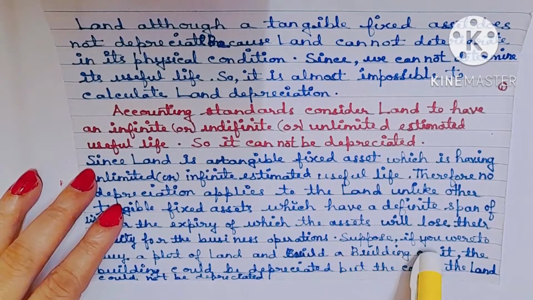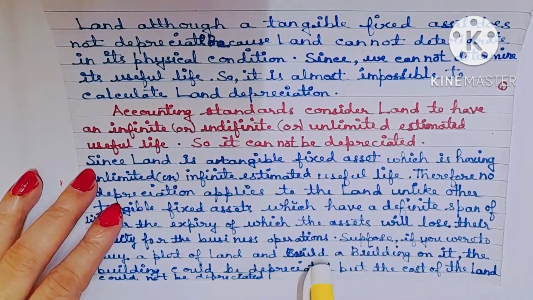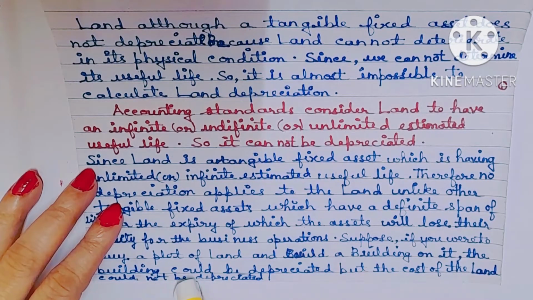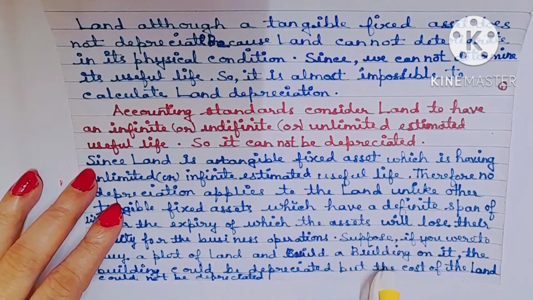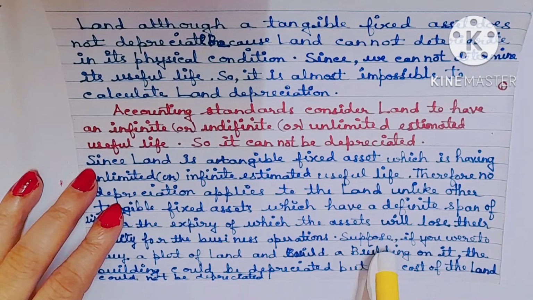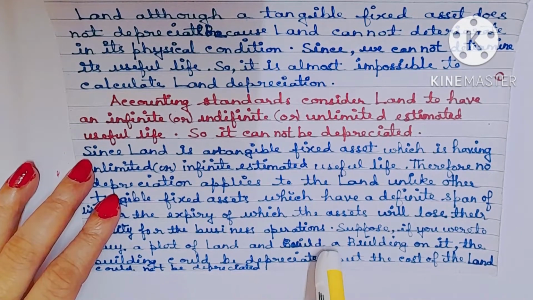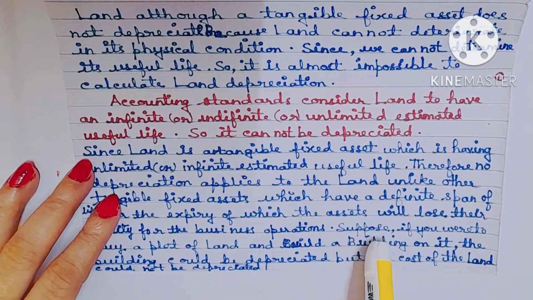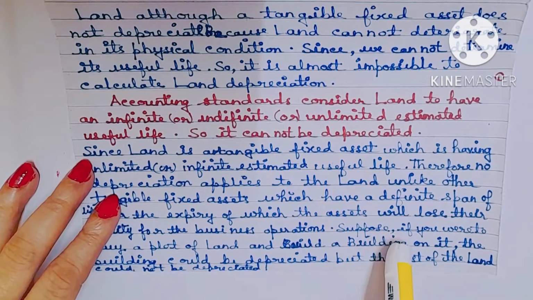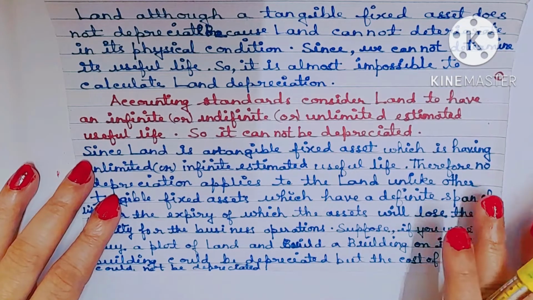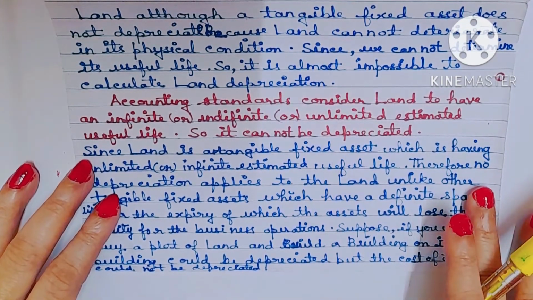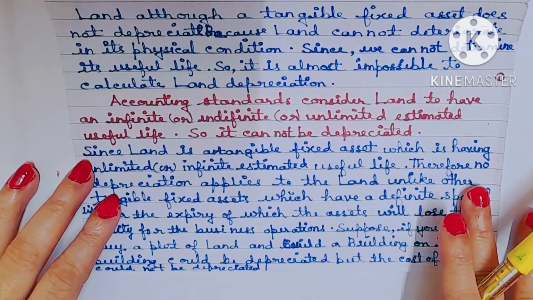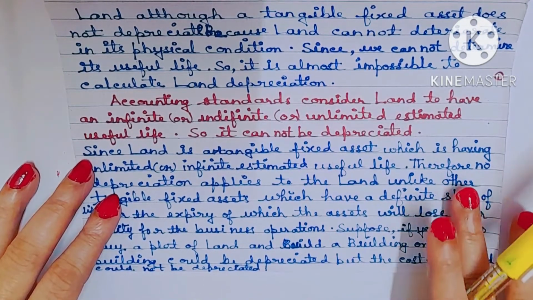Suppose if you go to buy a plot of land and build a building on it, the building could be depreciated, but the cost of the land could not be depreciated. Why? Because the land has infinite or indefinite or unlimited estimated useful life. So it cannot be depreciated. Building can be depreciated, but land cannot be depreciated.